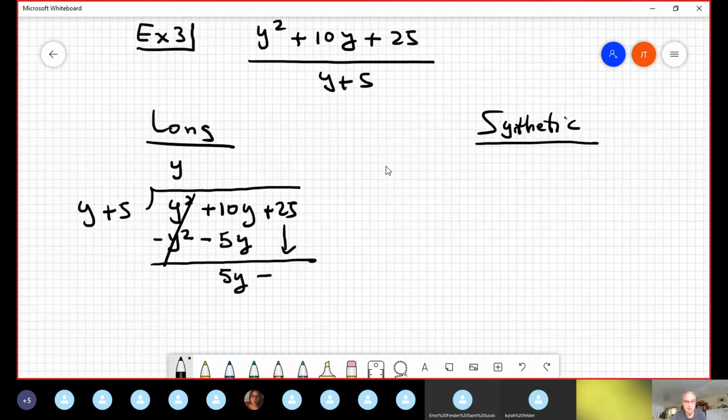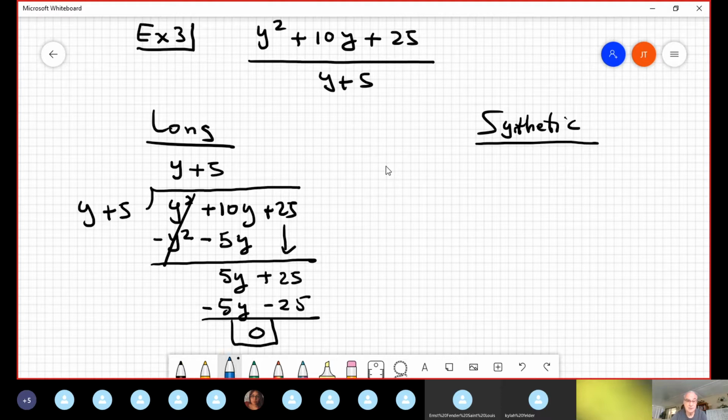Bring down 25, and now it's obvious that it's positive 5, right? Because positive 5 times y is positive 5y, and 5 times 5 is 25. I subtract, change the sign, remainder 0. In this case the remainder is 0, but not necessarily always 0. And the answer then, a coincidence, is exactly the same as the dividend. So it's y plus 5.